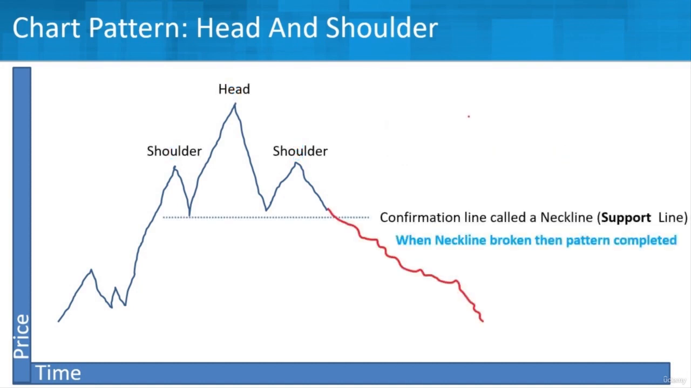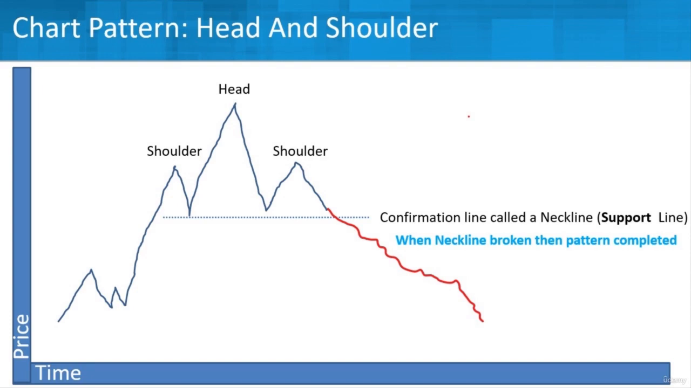So if you look at it, you can see we've got the uptrend, and the confirmation line in the head and shoulders is called a neckline, because again, we're talking about body parts. So it's called a neckline. It also, in effect, is a support line, right? Our prices are going to bounce off it for a little bit before they break through. When the neckline is broken, that's when the pattern is completed.